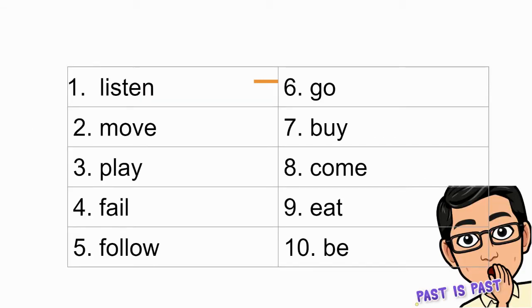1. Listen. 2. Move. 3. Play. 4. Fail. 5. Follow. 6. Go. 7. Buy. 8. Come. 9. Eat. 10. Be. Once again, your task is to identify the past participle of the following verbs. You can pause the video for more time. Let's check your answers.